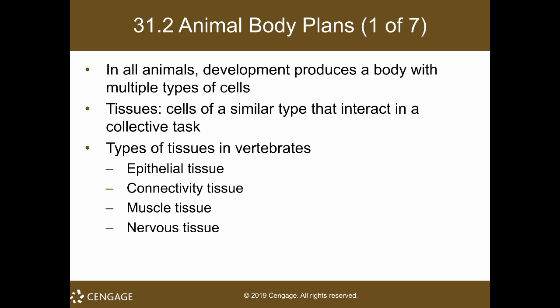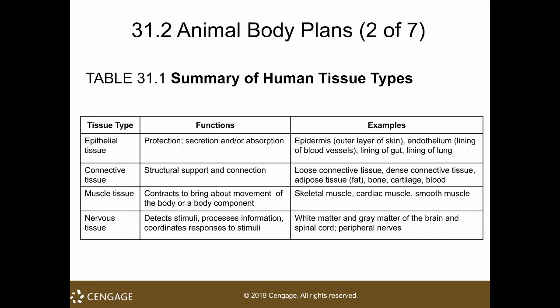So we have several types of tissues. We have the epithelial tissue, connective tissue, muscle tissue, and the nervous tissue. These are the 4 major classifications of tissues in the body. As a summary, we have the epithelial tissue, which functions as a protective covering, a protective layer. It also has functions in secretion and absorption of fluids. Examples of epithelial tissues, you can find them in the epidermis, which is the outer layer of the skin, the endothelium, the lining of your blood vessels, the lining of the gut, and linings of the lungs.